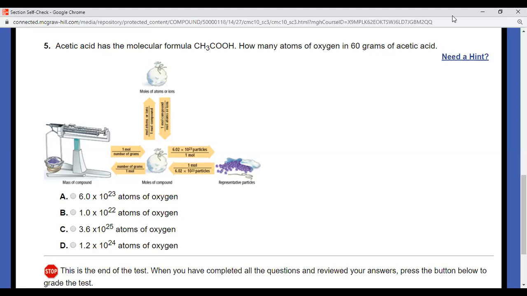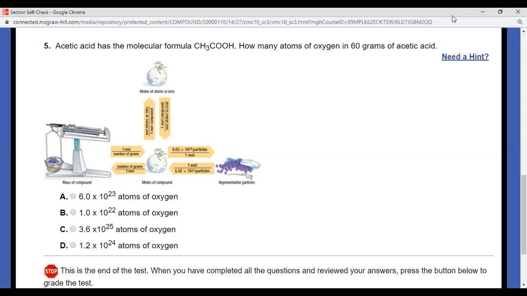28 plus O2, so 16 times 2 equal 32. 32 plus 28 equal what? 60. Okay, 60. Yes.